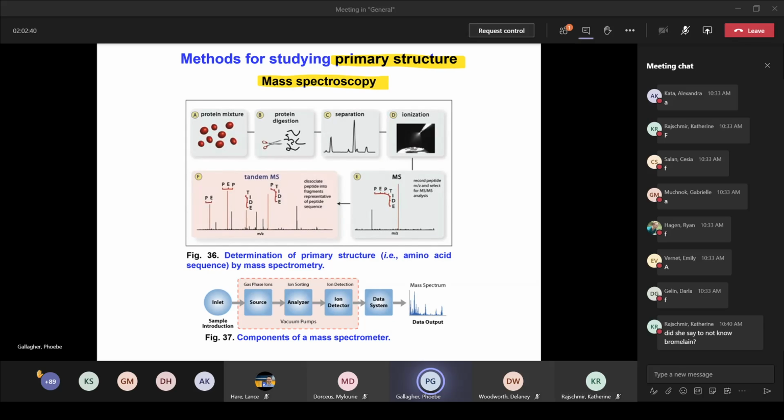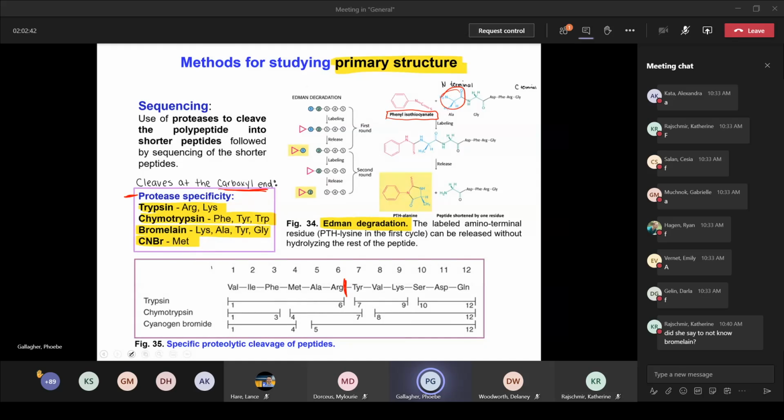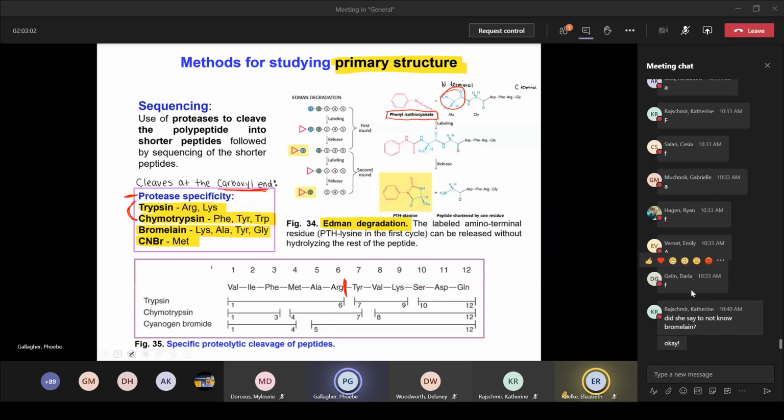Sorry, there's a question in the chat. Did she say not to know bromelain? So I remember that being low yield, but honestly, I would remember it anyway, just in case. But if you don't have the time for it, then don't worry about it, because if anything, she's going to test on these two. She said yesterday we didn't have to know bromelain. Okay, then don't worry about it.